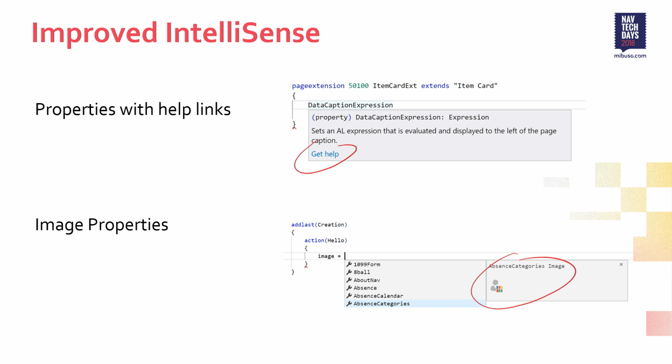Another thing we improved is that, I mean, it's a bit hard to choose an icon from a named list. So we utilized the ability to add images to the help in IntelliSense. When you look at the image property on an action, for instance, and scroll down, you can actually see the icon which is associated with the name. So you have a better chance of choosing the right one.